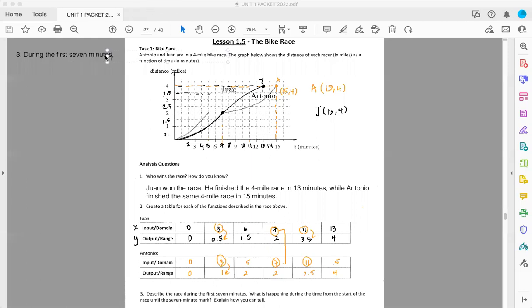How do we describe this? We say during the first 7 minutes, basically whoever is above is what? Is it faster? Is it slower? Think about it for a moment. Notice first also the first 5 minutes, the graph of Antonio is going higher. Right? So in 5 minutes, he had gone to 2 miles, whereas in 5 minutes, Juan was still below. So during the first 5 minutes, Antonio was ahead of Juan.